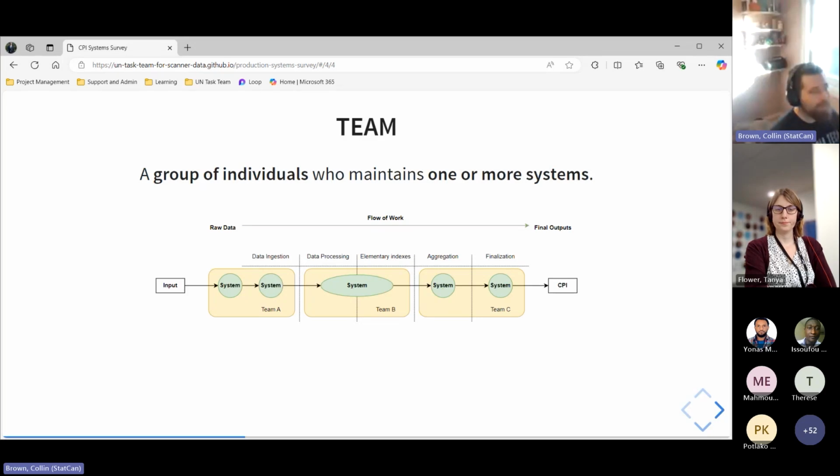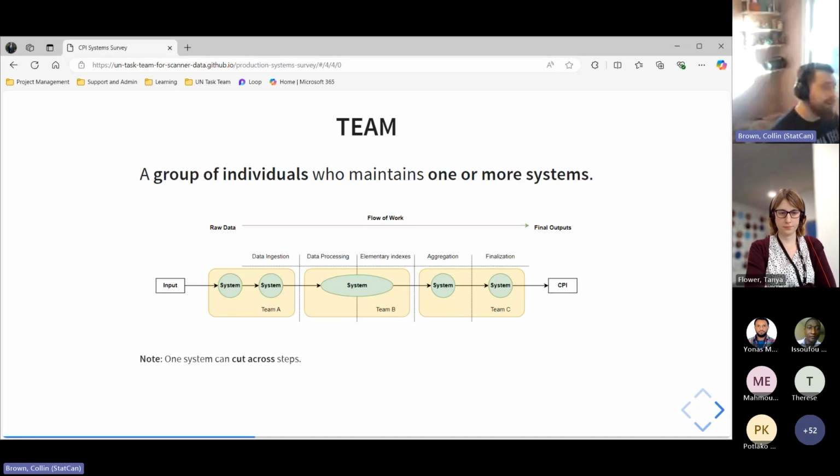A team could literally be one individual maintaining one system. It could be a group of 5 people maintaining several systems. It could be a group of 50 people maintaining dozens of systems. So we don't want to put any restrictions on what that could look like. The important concept is just who is the group of individuals and what systems are they maintaining. Just a few notes. Again, we're trying to be as flexible as possible to capture as many of the organizations that we might encounter.